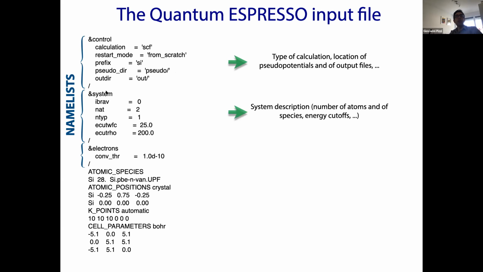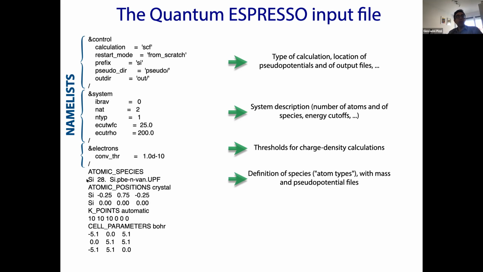The second one is more about the definition of your system. So ibrav, which I think Paolo already explained, but anyway, it's described in the documentation. It's the type of Bravais lattice you have, how many atoms you have, how many types of atoms you have, and the cutoffs. Then you have a section about how you want to converge the electronic structure. In this case, I'm just defining the convergence threshold for the charge density calculation. Finally, you have a section where you define the types of atoms, called species, the mass, which is not really needed for an SCF but is important for phonons, and the name of the pseudopotential file.